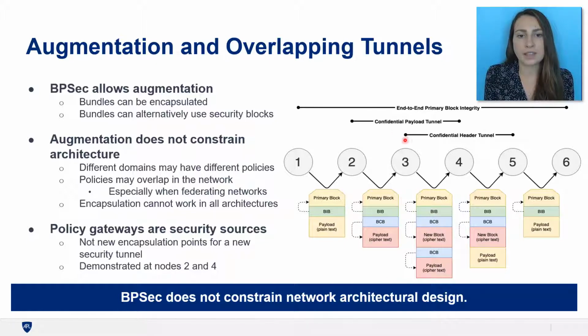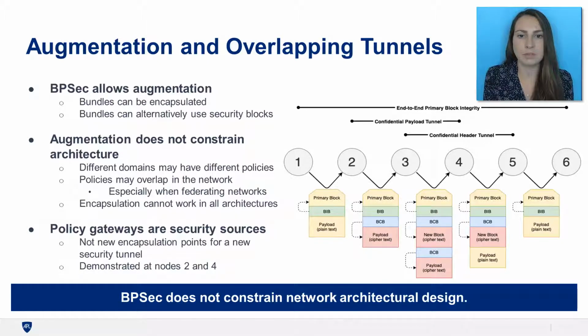Overlapping policy is then encountered at node 3, where confidentiality is required for an additional extension block. This could not be supported by an encapsulation approach alone. However, augmentation can be used to support overlapping tunnels. The necessary extension block and BCB are added by node 3, which acts as an additional security source. The 2 BCBs present in the bundle transmitted between nodes 3 and 4 represent the overlapping confidentiality tunnels.